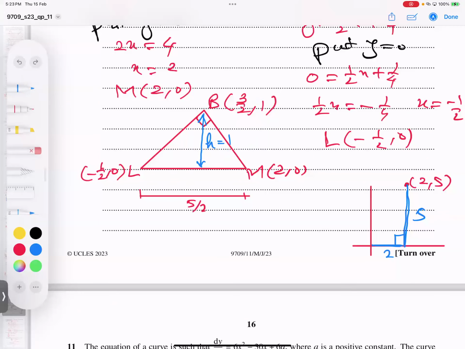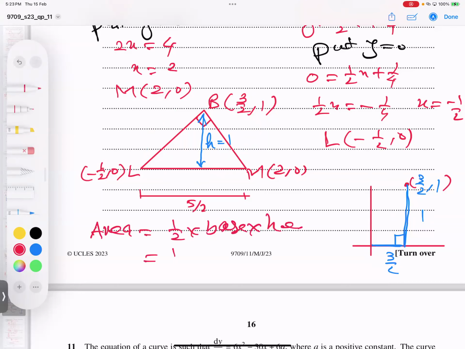Now I change these coordinates and I believe, inshallah, you will understand. I'm writing here (3/2, 1). Can I say this is a 3/2 gap? Correct. Can I say this gap is 1? Correct. So now in a triangle, what is the formula I'm going to use? The area formula is very clear: half into base into height. The base is 5/2 and the height is 1 only, and the answer is 5/4 units.